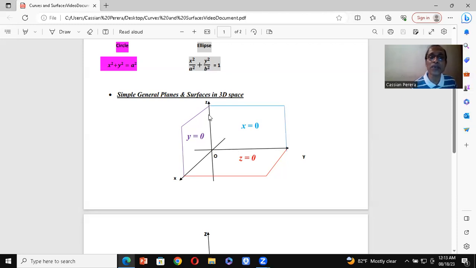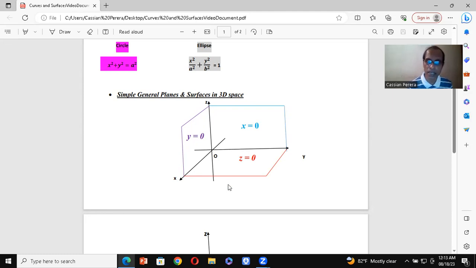What is the equation of the z-axis? The z-axis is a straight line, the intersection of two planes, y equals 0 and x equals 0. Then the equation of the z-axis is x equals 0 and y equals 0. Actually, we get two equations to represent the curve. Normally, we get two equations.